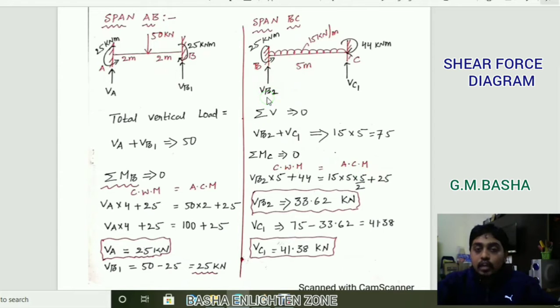Friends, see here, what are the clockwise moments acting on this span? VB2 into 5 meters, force into distance. So it will be acting in the clockwise direction up to C. See here, the cursor moving, VB2 into 5. So it is acting clockwise to C. Therefore I am taking VB2 into 5, plus what are the clockwise moments again acting on this span? This 44 kilonewton meter is the clockwise moment acting on the span.